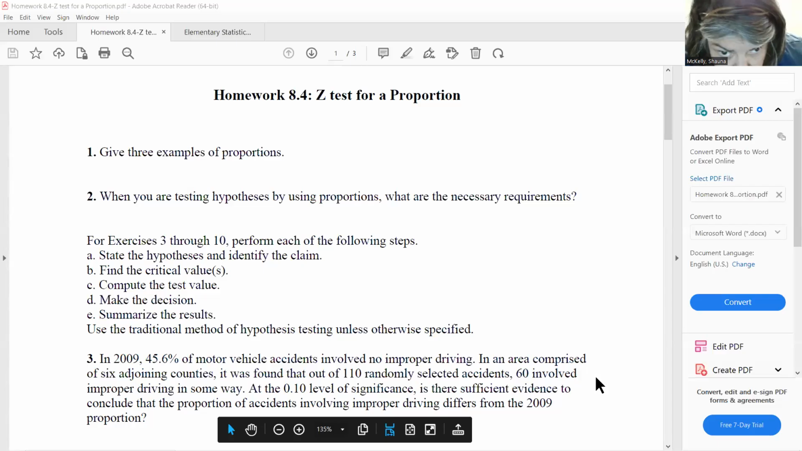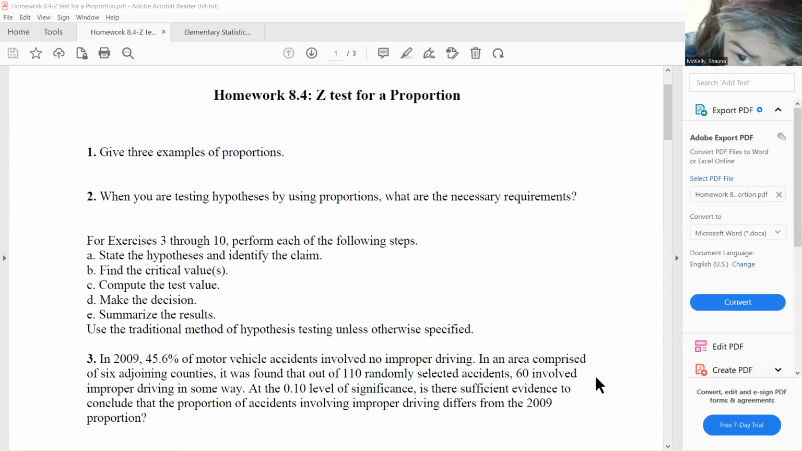If you look at the first question on the homework, give 3 examples of proportions. There are examples in your book, I'll show you those. But I just gave you 3 more on this video, so there's no excuse for not answering this question. I told you how they were constructed, so if you want to create your own examples, you can. That's question 1. Question 2, when you are testing hypotheses by using proportions, what are the necessary requirements?